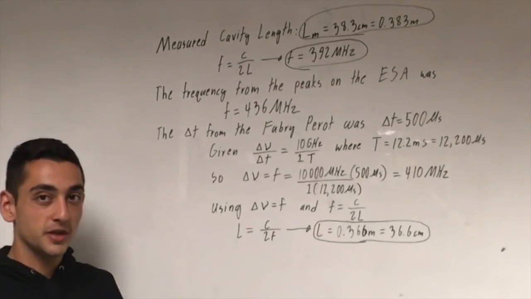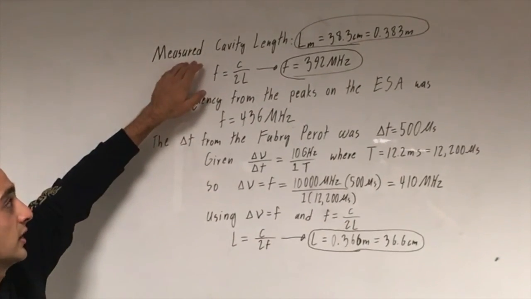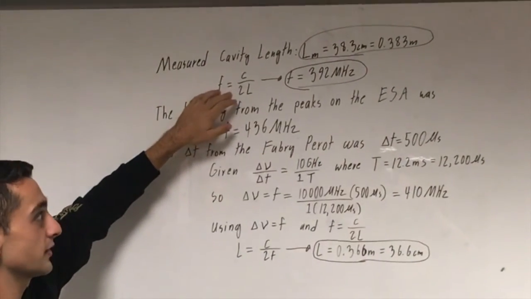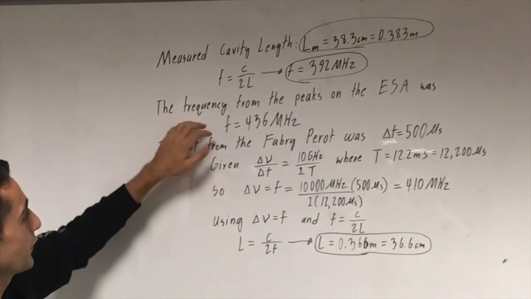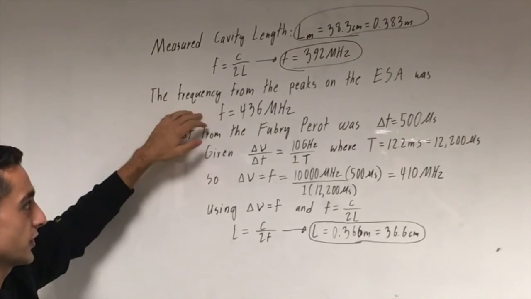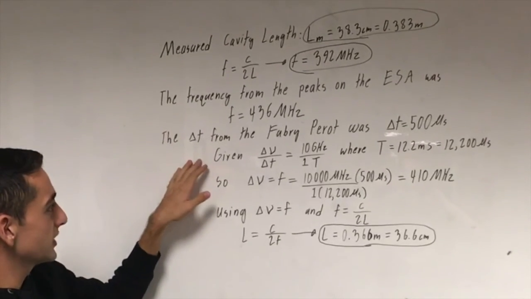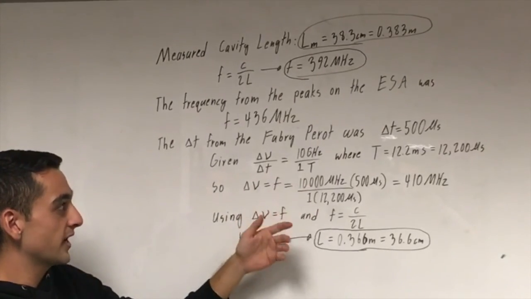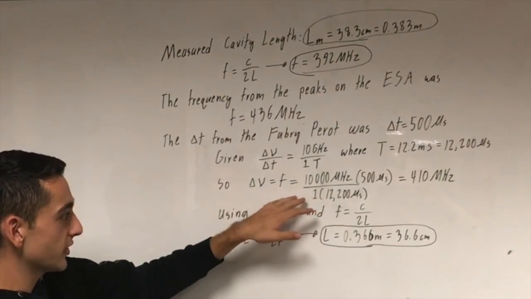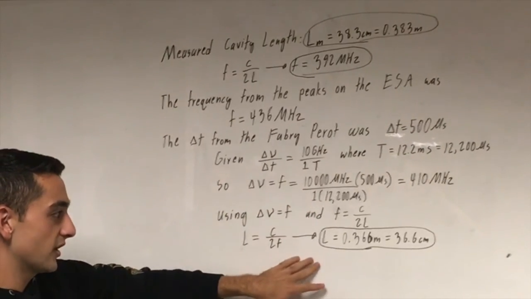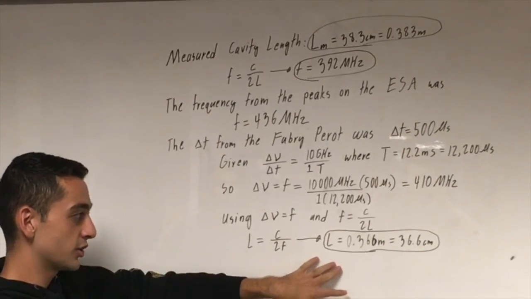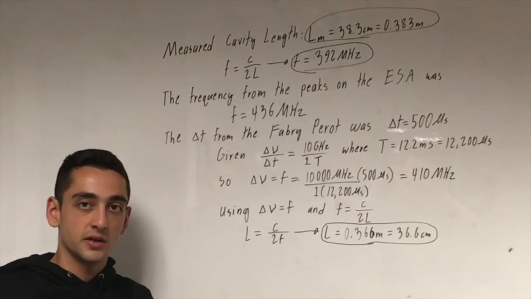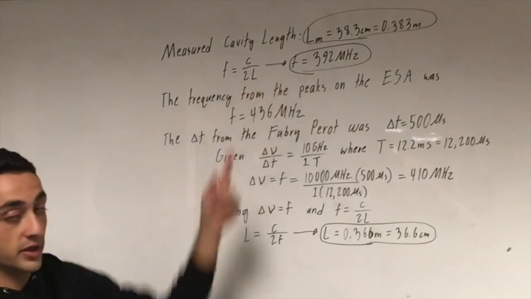For the Fabry-Perot experiment, we measured a cavity length of L_m equals 38.3 centimeters, just using a standard ruler, which gave us a frequency of 392 megahertz. And then the frequency from the electronic spectrum analyzer was 436 megahertz. And then we measured delta T from the Fabry-Perot of 500 microseconds. Using that, we got a frequency of 410 megahertz. And from there, we calculated a length of 36.6 centimeters, which makes sense because we were told that the given cavity length inside the laser will actually be shorter than the actual length of the laser, which is what we used for our initial measurement.